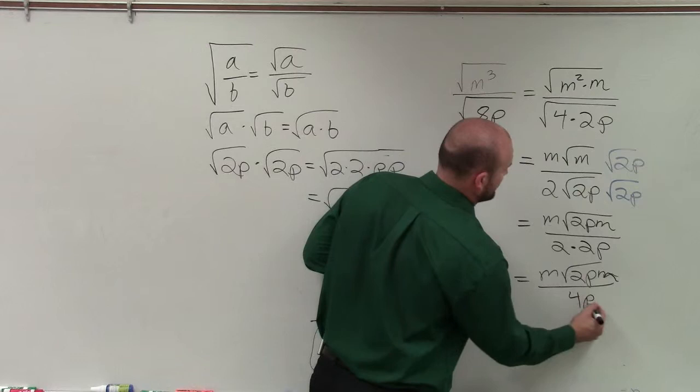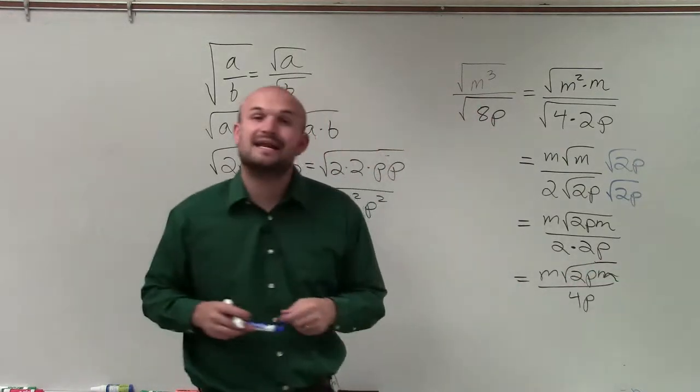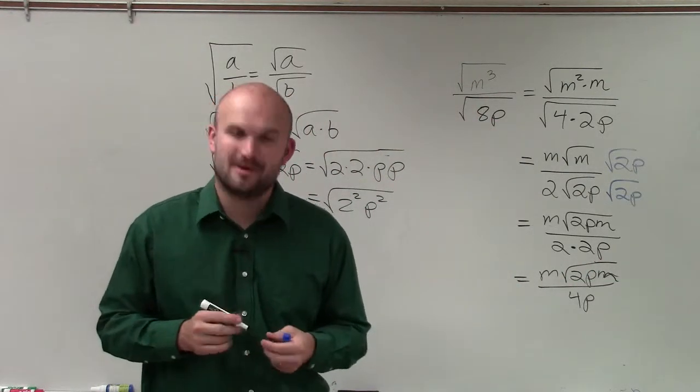divided by 4p. So there you go, ladies and gentlemen. That is how you simplify your radical expression by rationalizing the denominator.